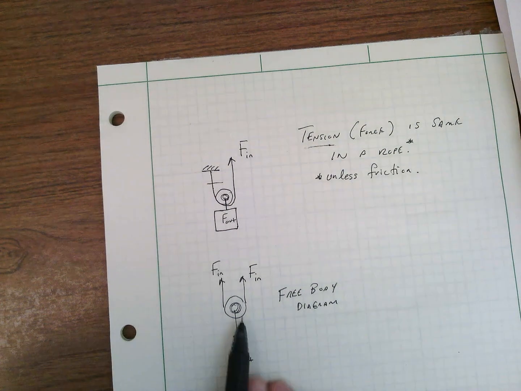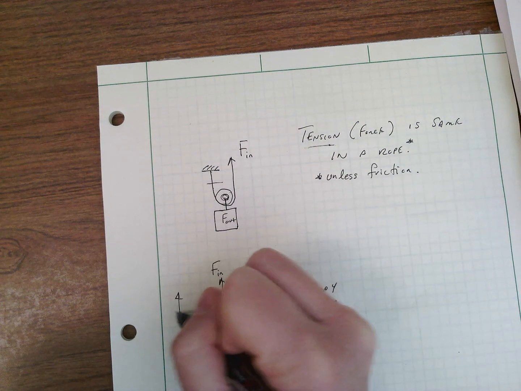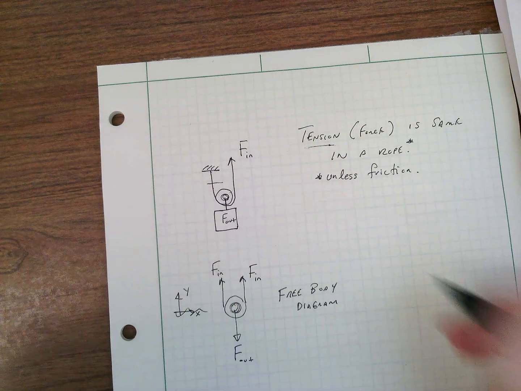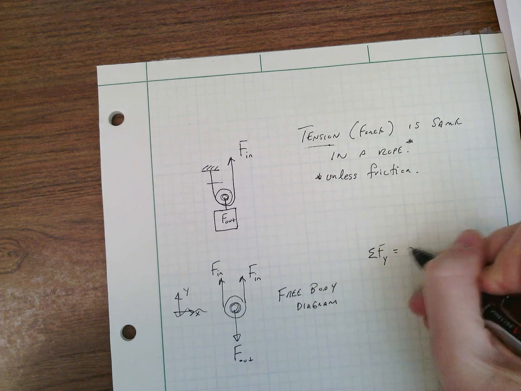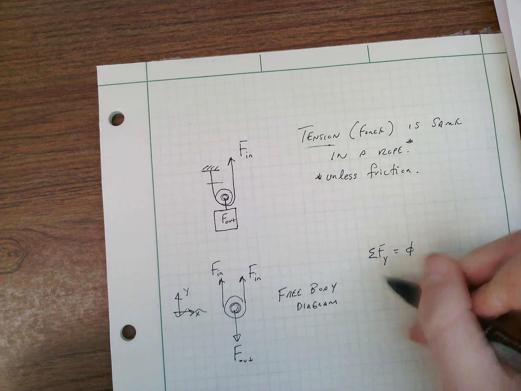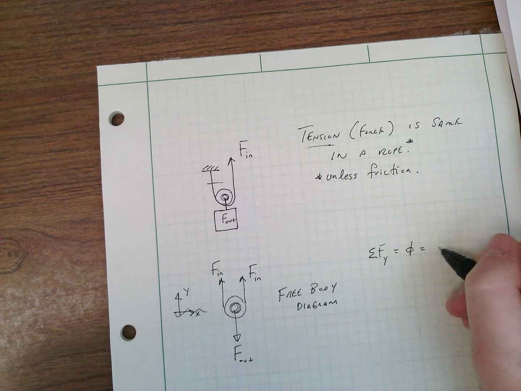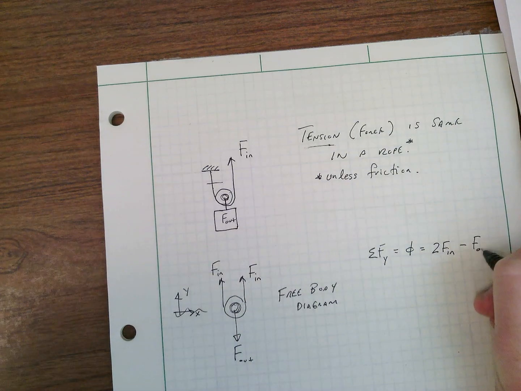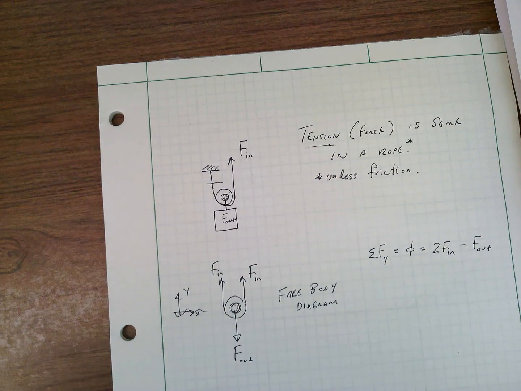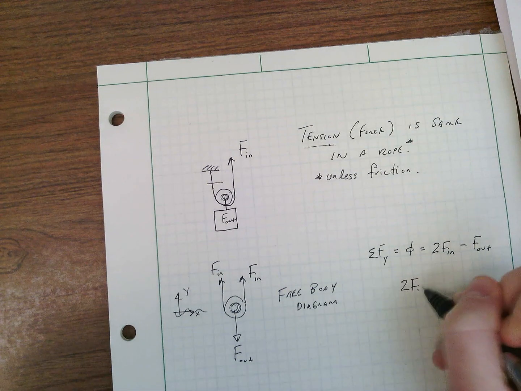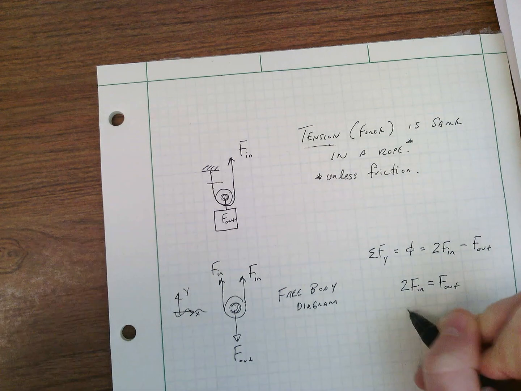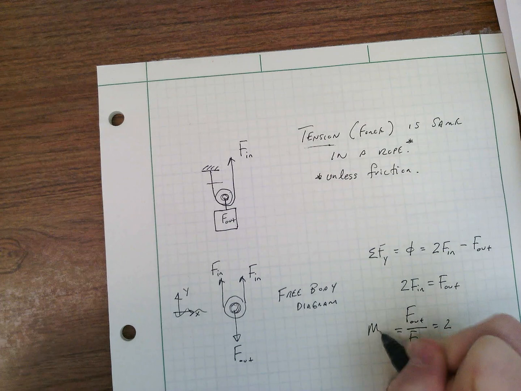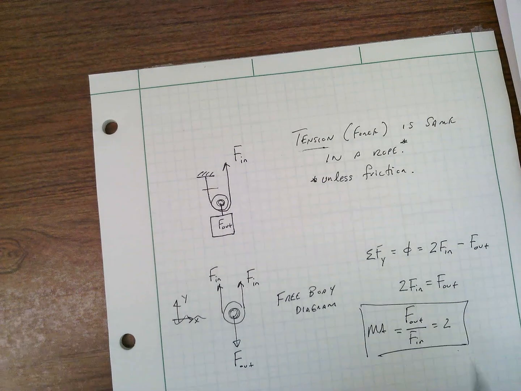So looking at this, if I look at the sum of the forces in the x and the y direction, this is a planar problem. In the x direction, there's nothing going on, so I'm not even going to worry about that. So sum of the forces in the y equal to 0 gives me a positive Fn plus Fn minus F out. So I get 2Fn is equal to F out, so F out divided by Fn is equal to 2. F out divided by Fn is my mechanical advantage. So that's another way to derive it.